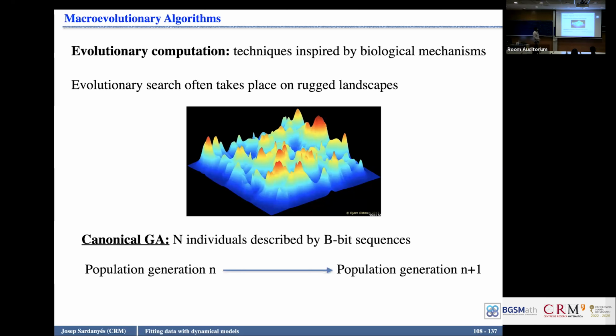So, for the canonical genetic algorithms, as we will see next week, we have a population of n individuals which are described by bit sequences, and this is very important because we are working with bits. Of course, we have a population generation n that evolves through changes to the population of generation n plus 1. And here we have what we call the operators. This is the genetic algorithms. You will see that the macroevolutionary algorithm is not so different, but it's very different.